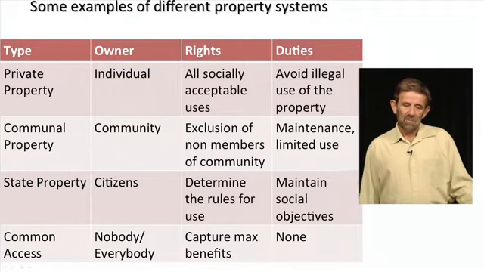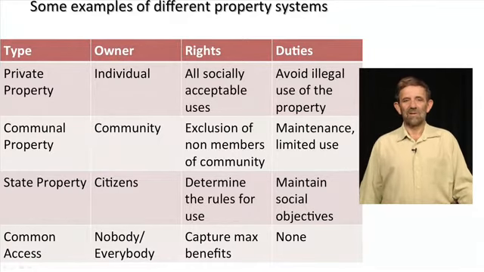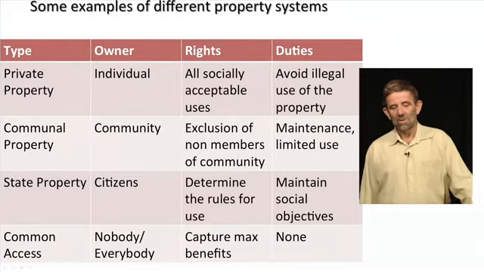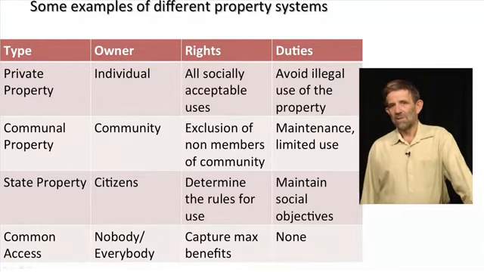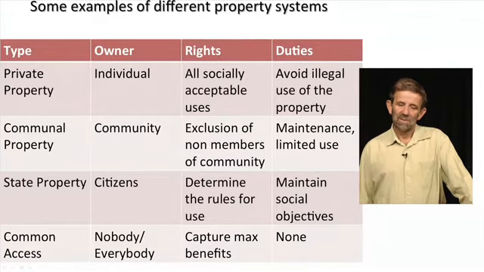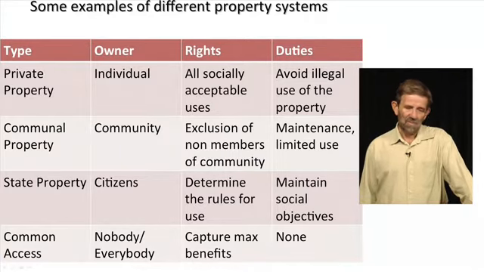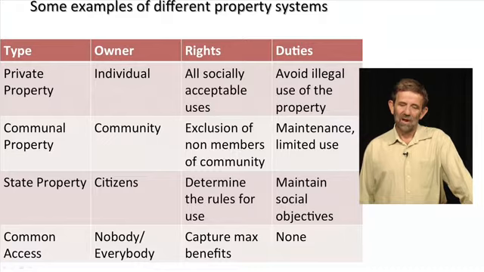There could be communal property, the next line down, and then there is state property. A lot of property in some countries, a lot, belongs to the state. And finally, there is something we call common access, which means that no one in particular, or maybe a group of people, has access and rights. And I will talk more about common property in another video, so we'll come back to that issue.